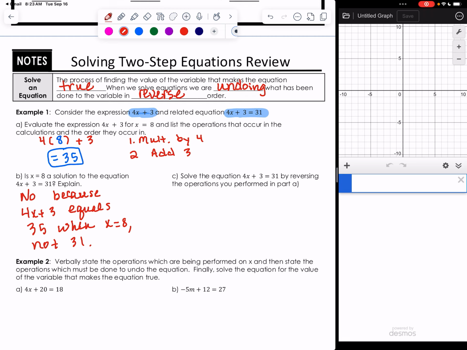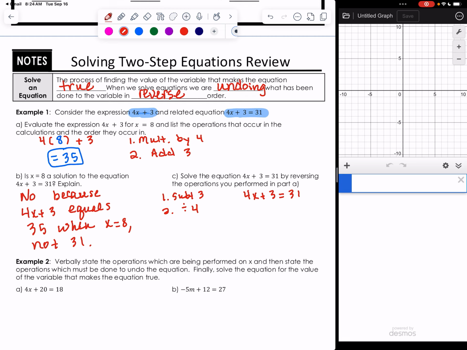So in part C, it says solve the equation 4x plus 3 equals 31 by reversing the operations you performed in part A. So if I were going to reverse the operations in part A, I would work backwards. Instead of adding 3, now I would subtract 3. And instead of multiplying by 4, I would divide by 4. So we're reversing the order of the operations when we solve. So let's show how that works.